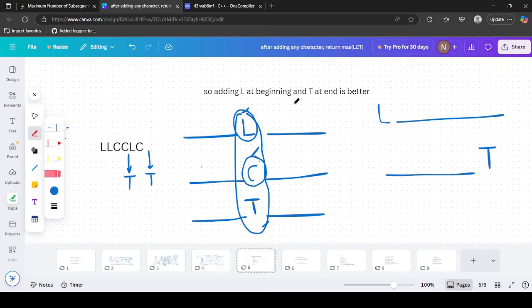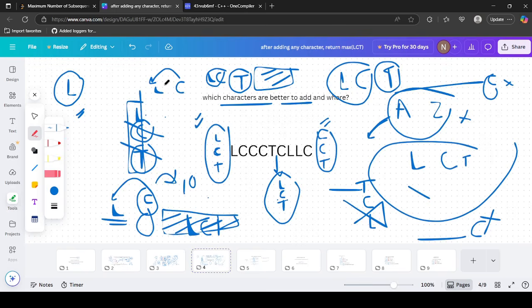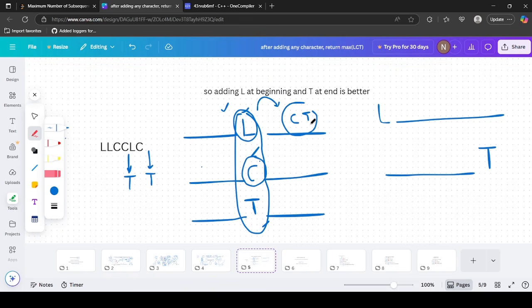What is the count of subsequences that will increase because of this L? It will be simply the count of CT subsequences to the right of L. So yes, this is useful, because if we are adding C at the beginning, there is no increment in the answer, but here we are able to get some count if there are CT subsequences. There may be 100 CTs here, so by this L, we can get 100.